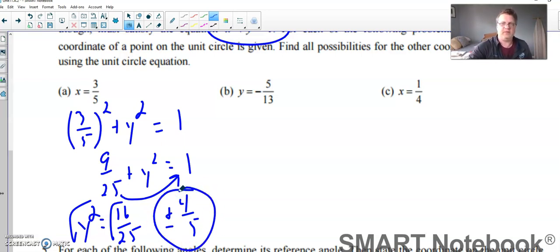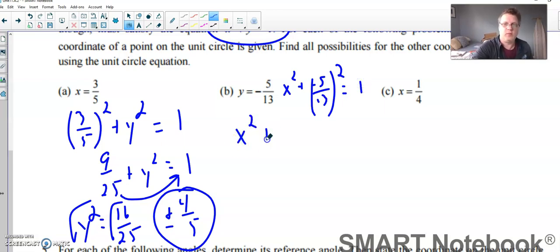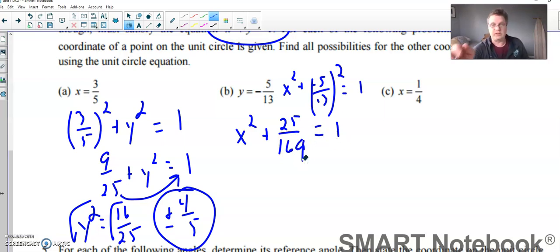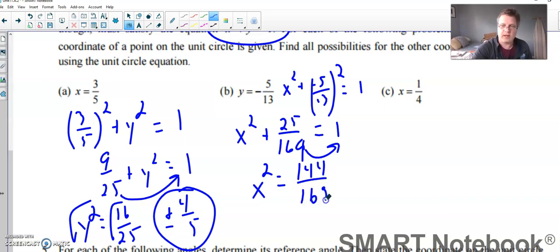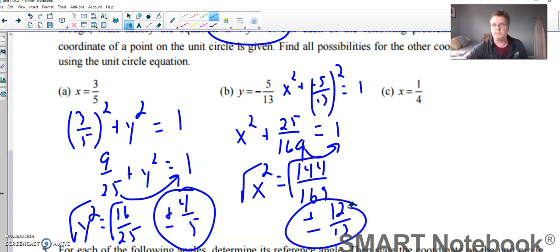Okay, the negative 5 over 13, you have x squared plus negative 5 over 13 squared equals 1. So x squared plus 25 over 169 equals 1. Okay, and then it's 169 over 169 minus 25 over 169. You have x squared equals 144 over 169, square root, plus or minus 12 over 13. Done. Okay.